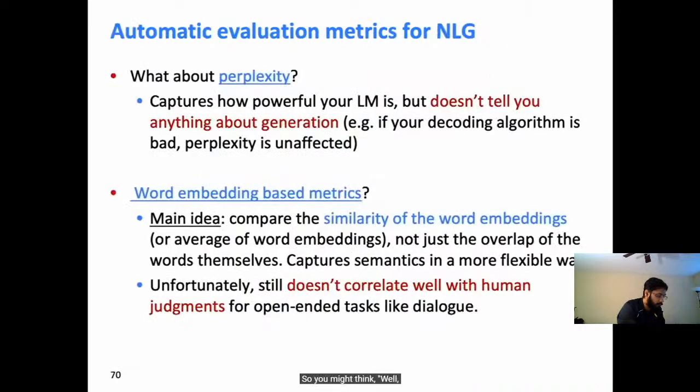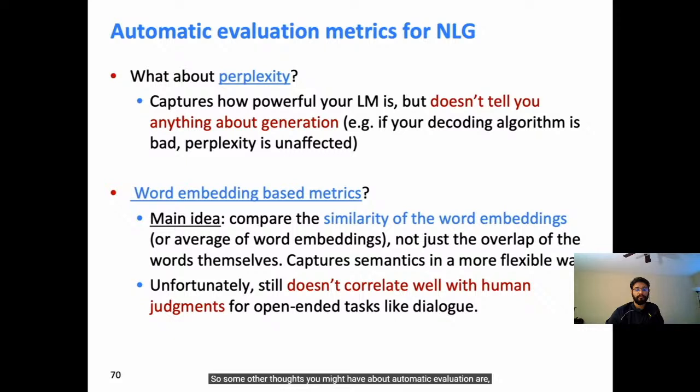So you might think, well, what other automatic metrics can we use? What about perplexity? So perplexity certainly captures how powerful your language model is, but it doesn't tell you anything about generation. So for example, if your decoding algorithm is bad in some way, then perplexity is not going to tell you anything about that, right? Because decoding is something you apply to your trained language model. Perplexity can tell you you've got a strong language model or not, but it's not going to tell you necessarily how good your generation is.